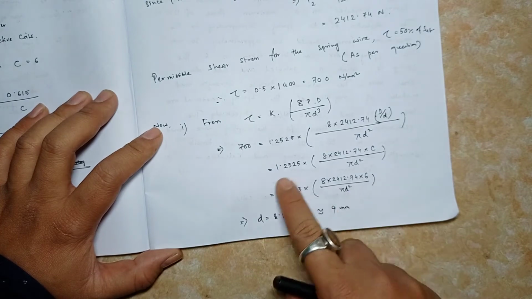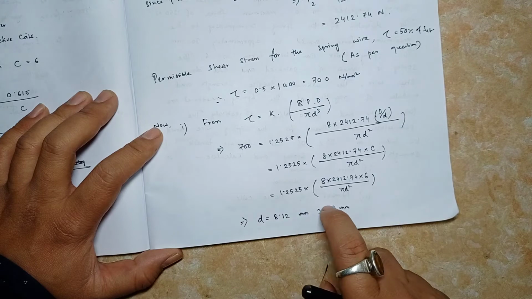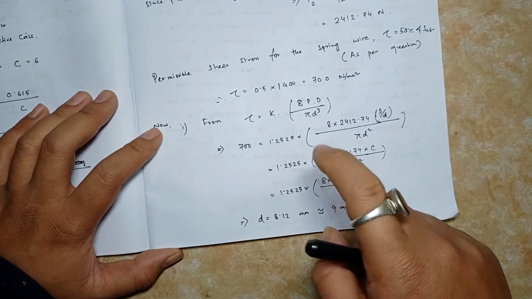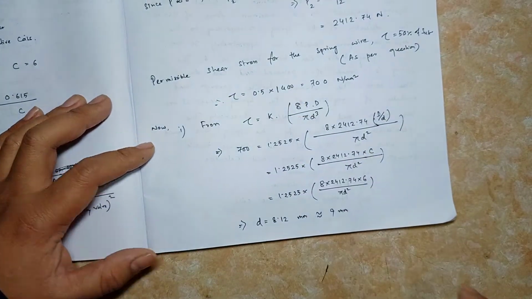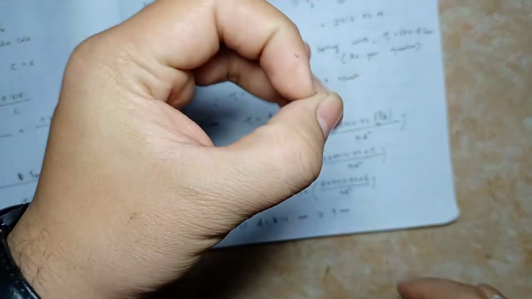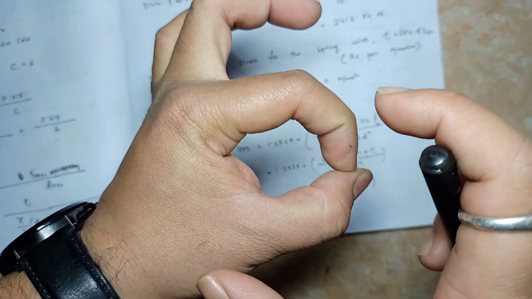So d is unknown, so from here we can calculate small d. Small d is 8.12 we get, and we can approximate it to 9. So 9 mm is the wire diameter for this spring. So 9 mm small diameter, this is the spring diameter. Okay, and mean coil diameter will be this one.